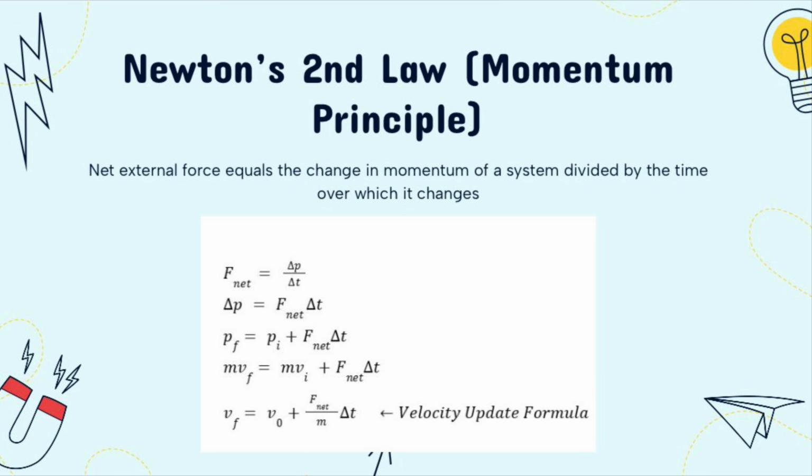Newton's second law can be described as net external force equaling the change in momentum of a system divided by the time over which it changes. This experiment connects directly to Newton's second law. Since the expo marker moves at a constant velocity, this means that the net force acting on it is essentially zero. With no net force, the acceleration should be close to zero and the velocity should remain constant. This is exactly what we expect to see in both the tracker data and the computational model.